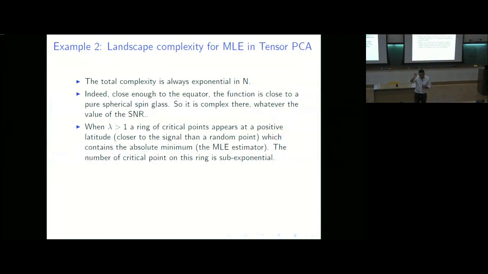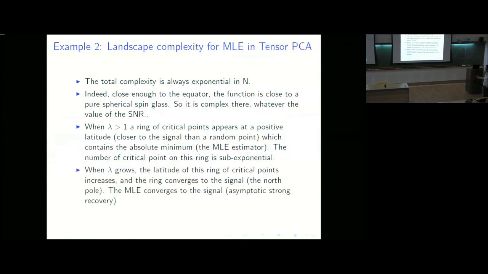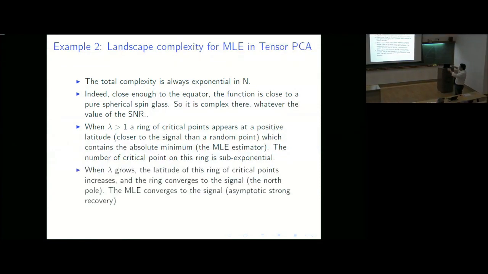So to be honest, it's not completely clear. Even if you use the replica methods that we do with Giulio and Valentina and Chiara, it's not completely clear how many critical points you have there. You could have 5, or you could have log n, I don't know. But it's not exponential, it's sub-exponential. So the landscape on this thing is not exponentially complex. And when lambda grows, as I said, this ring is growing to this signal. So this is what is called asymptotic strong recovery.